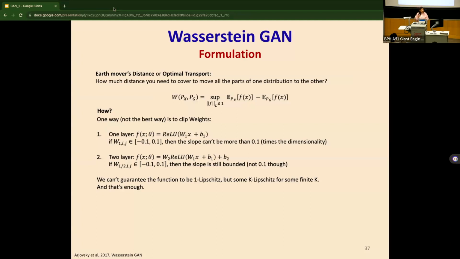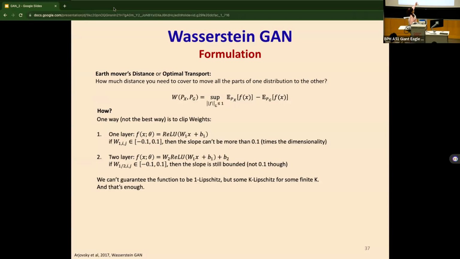Remember, the condition we were trying to follow is that we were trying to limit the slope to a maximum value of 1. And the function over here is w1x plus b1. So if we just clip the value of w1 within some range, it would mean that we are clipping our slope. If we clip the values of w1 between minus 0.1 and 0.1, it would basically mean that your slope will not be more than 0.1 times the dimensionality of x.